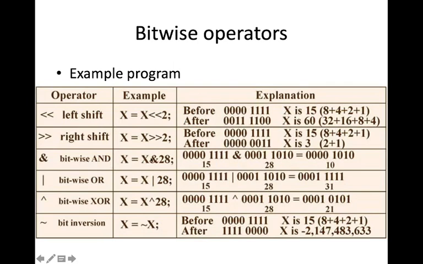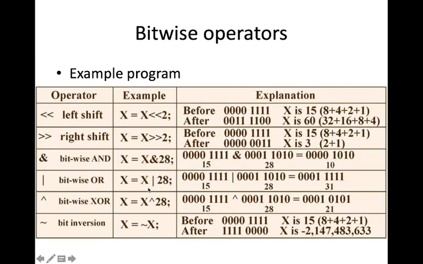Then bitwise AND: if we have x and 28, x is 15 and this is 28. We have to do the AND operation. We have already seen this. For bitwise AND, 0 and 1 gives 0, so this will be the result. Then 1 and 1 is 1, so that is why it is this here. And here 0 and 1 is 0. Then 1 and 1 is 1. Like that you will get it.